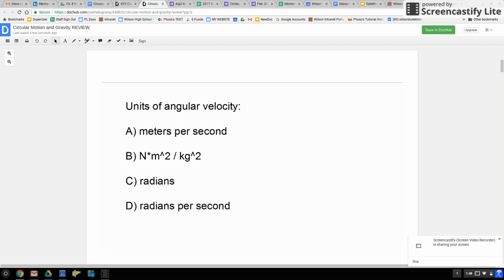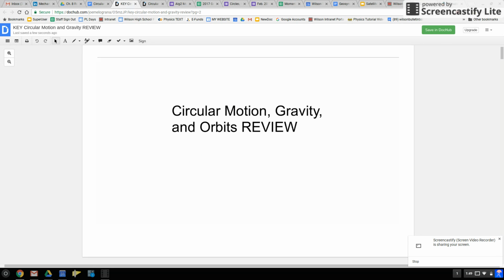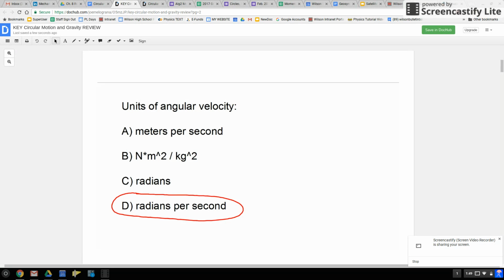What are the units of angular velocity? Angular velocity is the rate of your angle covered per amount of time. Hence, it is measured in radians per second. Meters per second would be the units of linear velocity. Radians by themselves would just be an angle.